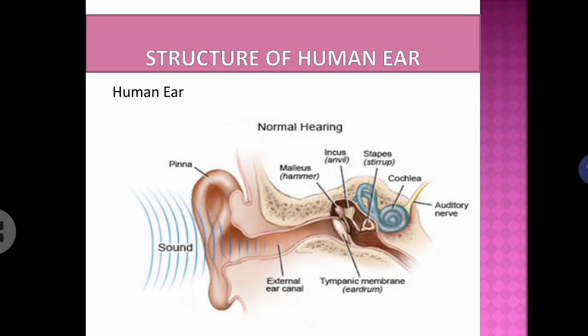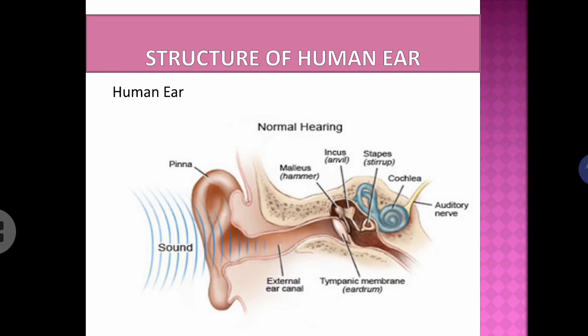And we know that sound is a set of vibrations, that means compressions and rarefactions. As per these compressions and rarefactions, the eardrum also starts vibrating. That means when the compression comes, the eardrum will be pushed forward. When the rarefaction comes, it will be pushed backward, like that. So these vibrations are reaching the eardrum.